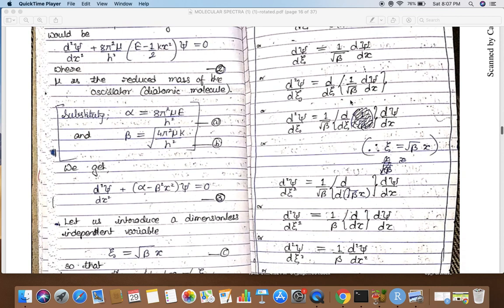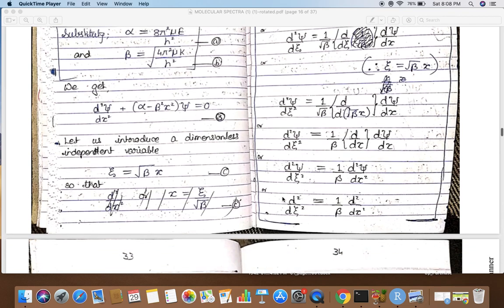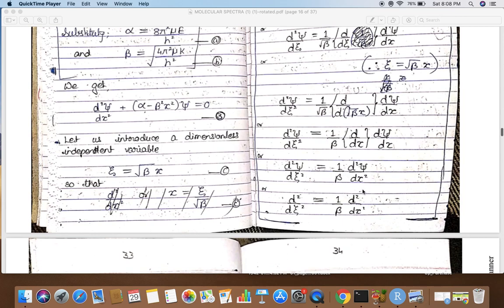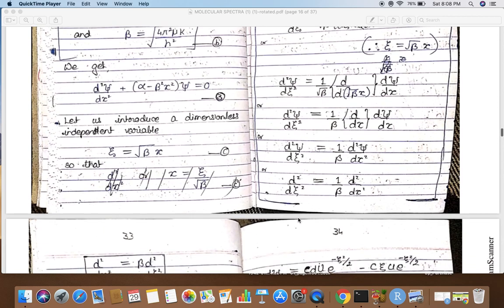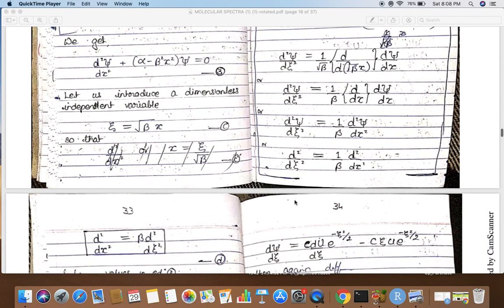Putting the √β outside, and again putting the value of ξ over here, d²ψ/dξ² = 1/√β times 1/√β, then d/dx of dψ/dx. Finally d²ψ/dξ² = (1/β) d²ψ/dx². Now with this change of variable, we have found that d²/dξ² = (1/β) d²/dx², or d²/dx² = β d²/dξ².